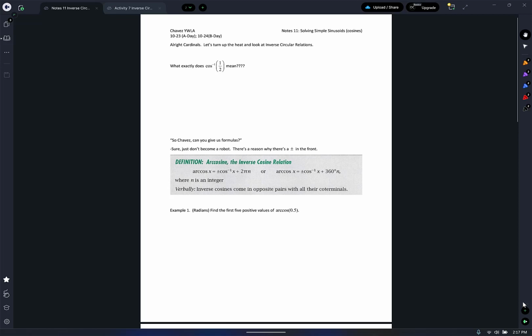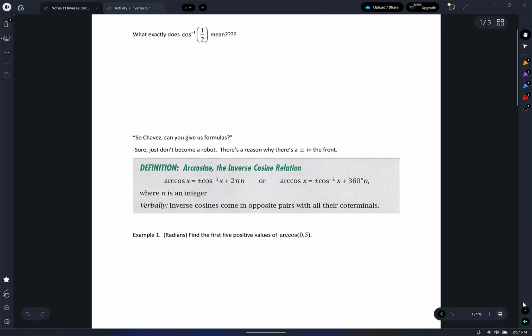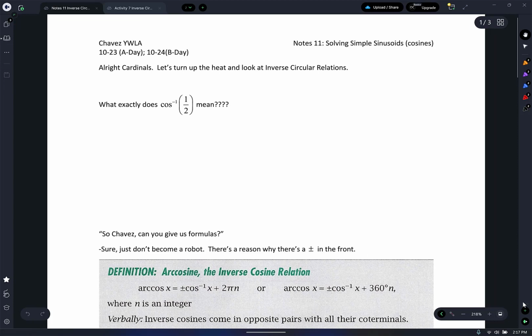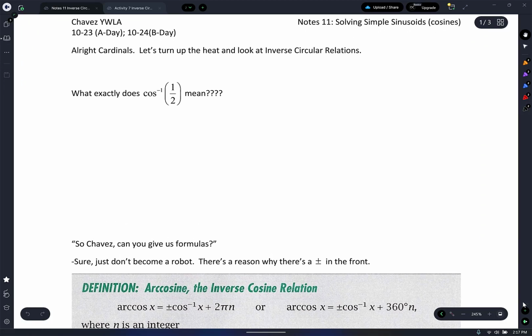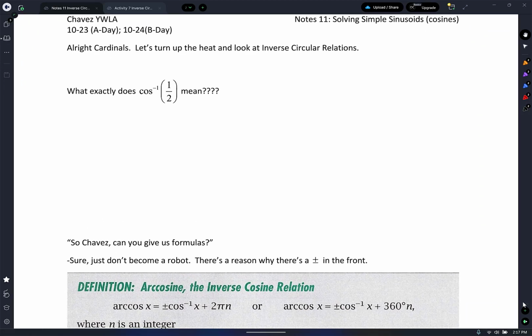Solving simple sinusoids, cosines, and don't worry, when we get to the more advanced stuff, when we start doing delta, you see there's another way to do it. If it's a perfect coordinate, it's going to be even simpler than this. So we start off with inverse relations here, guys, and it says, what exactly does the inverse cosine of 1/2 mean? So what that means is this. That means cosine of some angle equals 1/2.